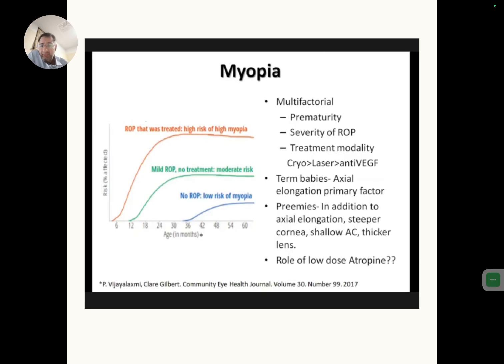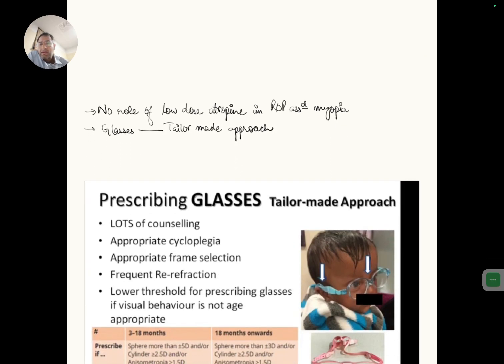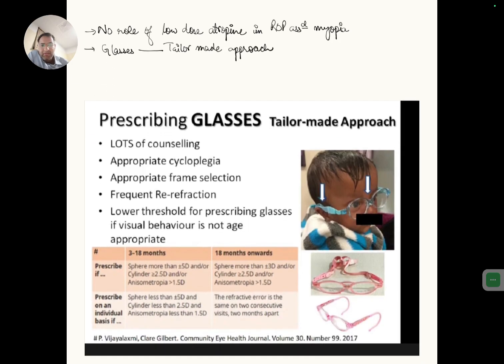Any role of low dose atropine in these preterm myopes? No, till now there is no evidence. Glasses, we prescribe according to a tailor-made approach. There are special glasses with bands, as we can see in this picture, so that the babies can see through the glasses. Once they are used to these glasses, they don't remove them. So it needs a lot of counseling for the parents that the babies will require glasses.